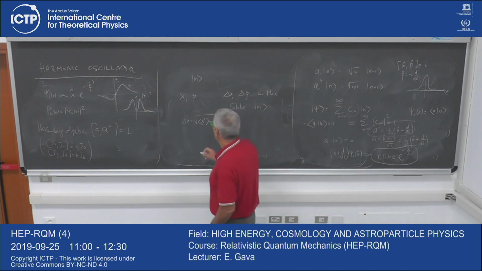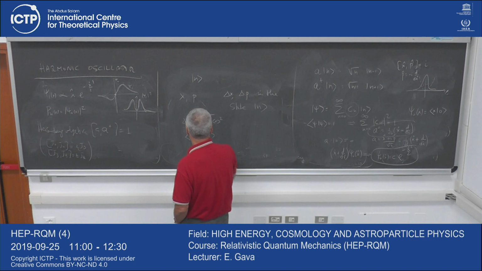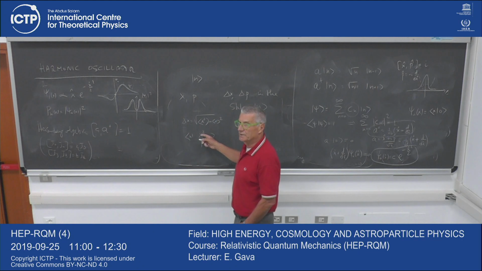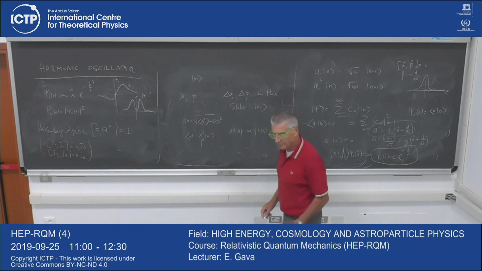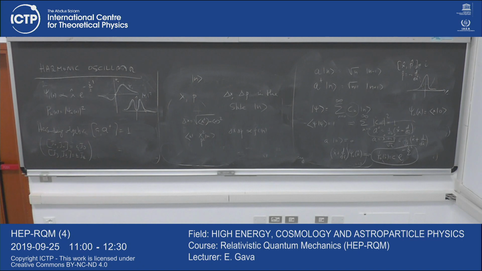To do this calculation, what do you do? You expand x and p in a and a dagger, right? And you use the commutation relations. And then finally, once you have that, you compute delta x, delta p, and see how it behaves as a function of n. And you will see that this uncertainty grows with n.